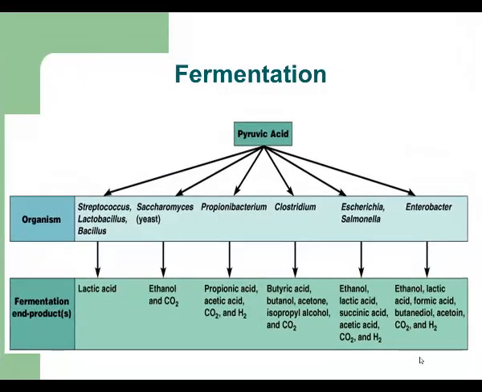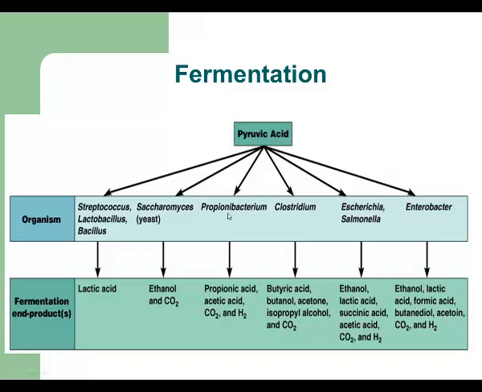This slide shows you that different microorganisms perform different types of fermentation. For example, Streptococcus species, Lactobacillus species, Bacillus species can perform lactic acid fermentation. So the end product of this type of fermentation will be lactic acid. Yeasts can perform ethanol or alcoholic fermentation, and the end products will be ethanol and carbon dioxide gas.